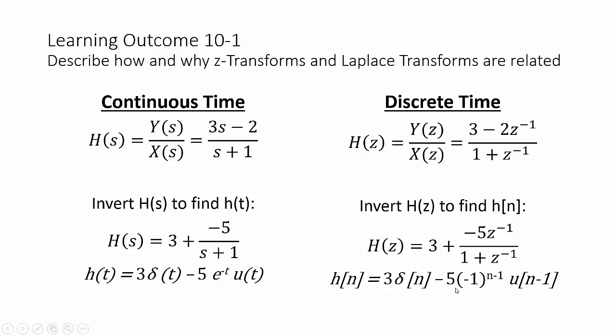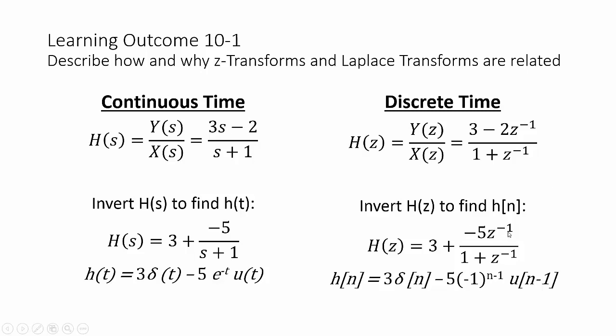Linearity, the minus 5 comes out. If you look at your tables, there's a 1 over 1 minus alpha z to the negative 1, and for this fraction, alpha is negative 1. Because of this z to the negative 1 in the numerator, it's really multiplied out in front, just like the negative 5 is multiplied out in front.